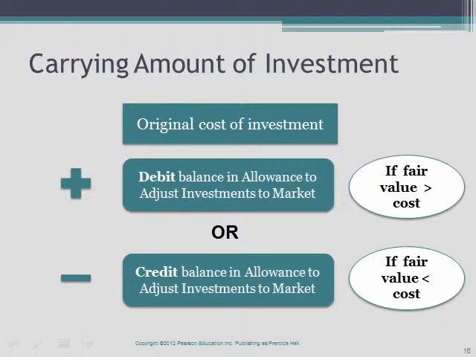The carrying amount of the investment is determined by adding or subtracting the allowance to adjust investment to market from the investment's original cost. If the fair value exceeds cost, the allowance to adjust investment to market will have a debit balance and will be added. If the fair value is less than cost, the allowance to adjust investment to market will have a credit balance and will be subtracted.